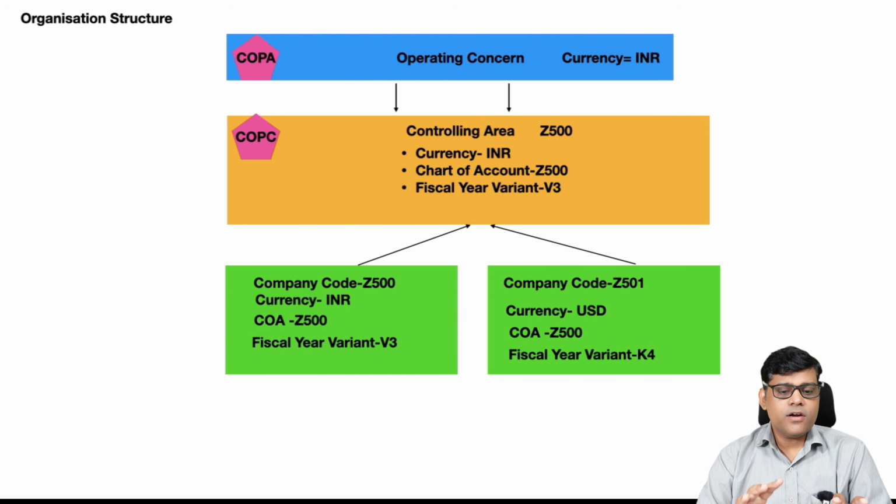It is possible that under one controlling area you assign multiple company codes, and ultimately all the data can be transferred to the same operating concern, right?